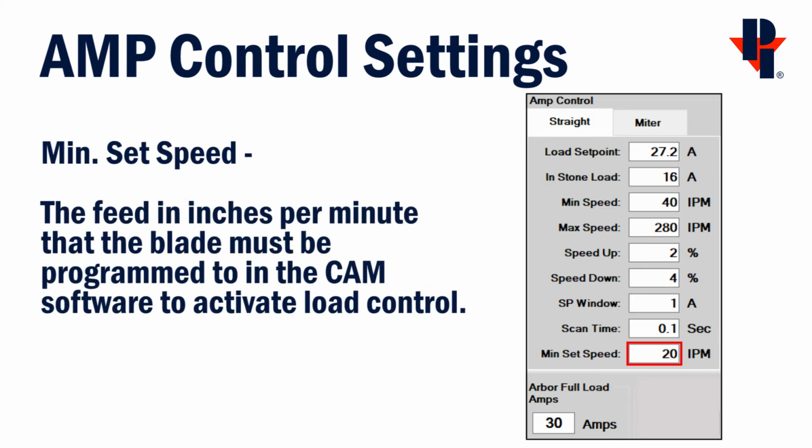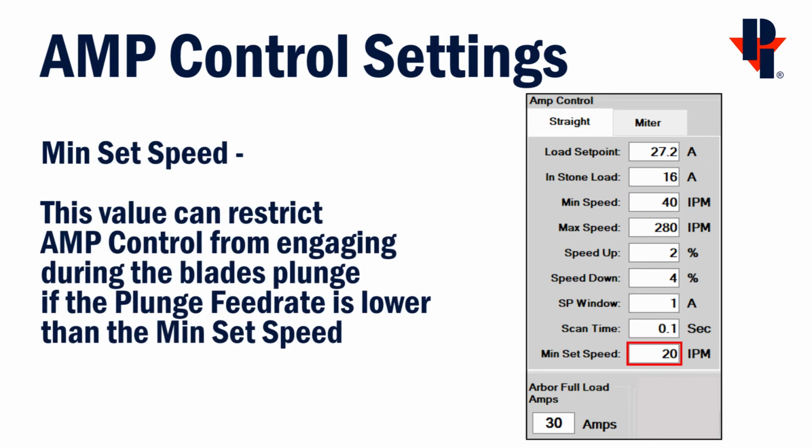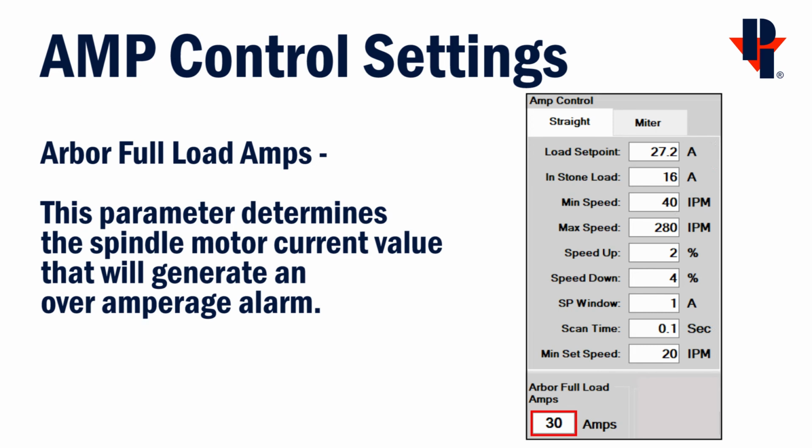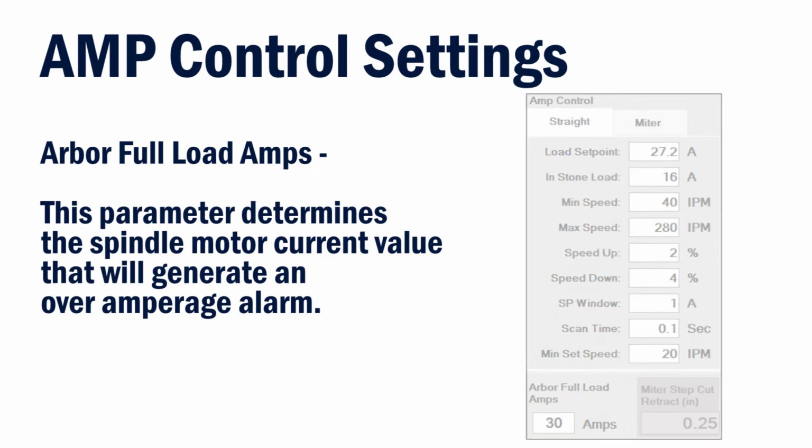The minimum set speed reads the feed rate from the program. When the feed rate is greater than the minimum set speed, it will engage the amp control. This can be used to disable amp control while the blade is plunging. The arbor full load amps are usually set to the specifications of the motor.